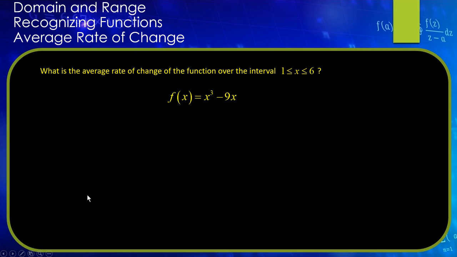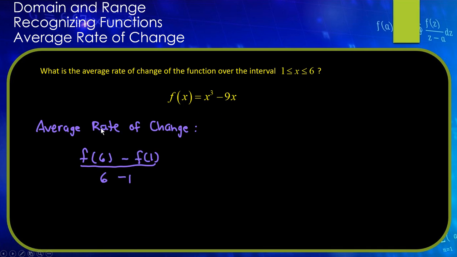So what is the average rate of change of the function over the interval 1 to 6 for the function f of x equals x cubed minus 9x? So take a moment, try to figure out how you'd go about doing this, and then we'll go through it. So here we have our x values, 1 to 6. For me to figure out the average rate of change, I have to plug these numbers into f of x, which is what's going to give me my y values.